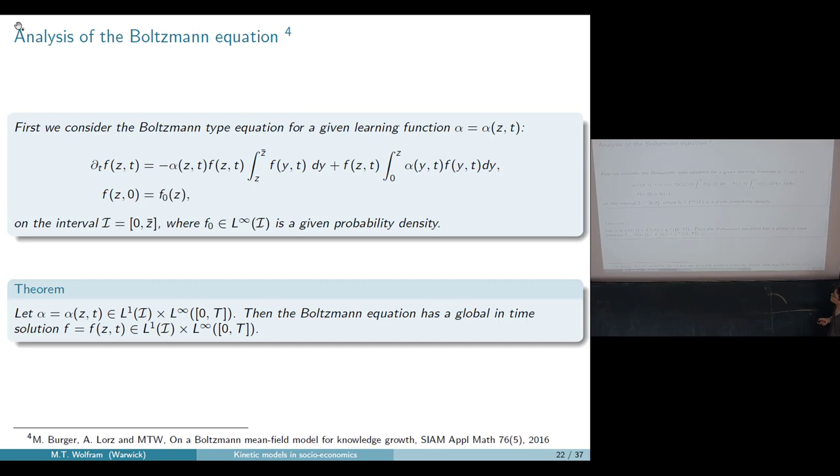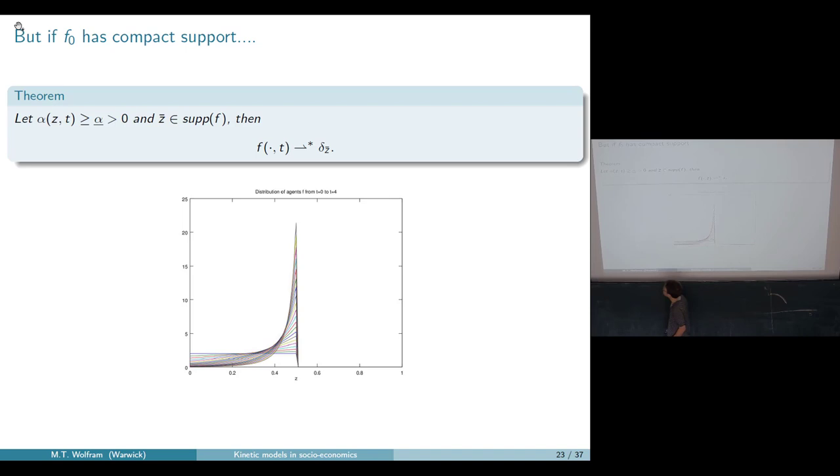But what you immediately see is that if your initial datum has a compact support, then your solution will converge to a Dirac delta at the maximum of this compact support. And thinking about modeling, if you meet somebody with the maximum knowledge level, but your initial distribution has a maximum knowledge level somewhere, then if there's a maximum, you can't go beyond that value. That's the end. So this is what's going to happen in this case.